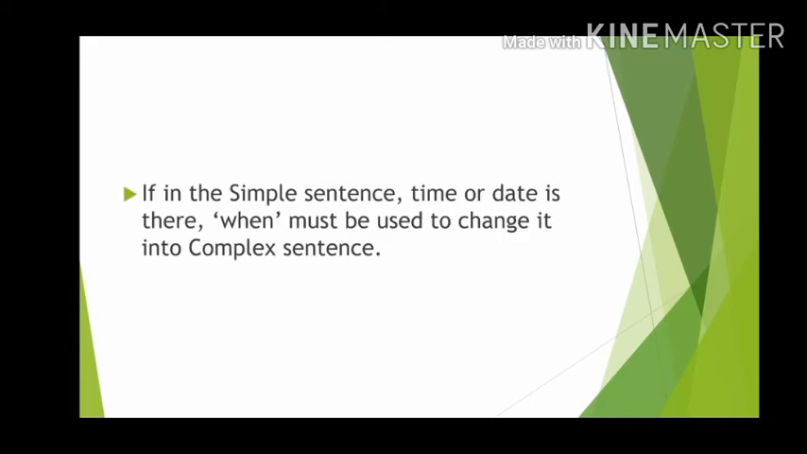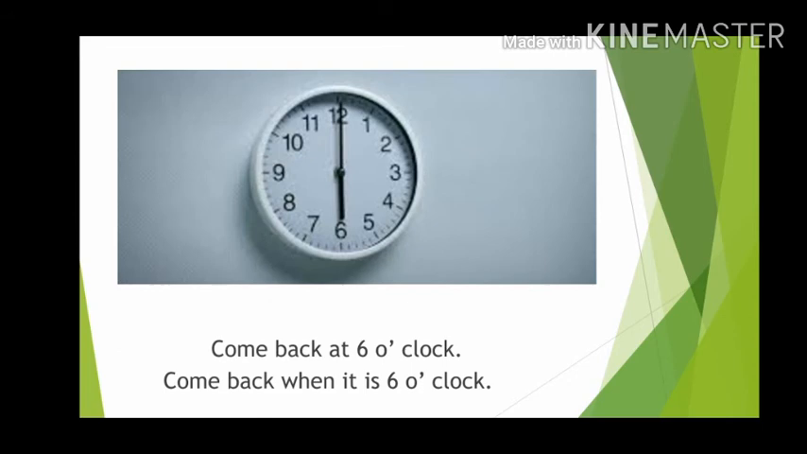If in the simple sentence, time or date is there, we must use when and change it into a complex sentence. Example, come back at 6 o'clock. We can change like this: Come back when it is 6 o'clock.